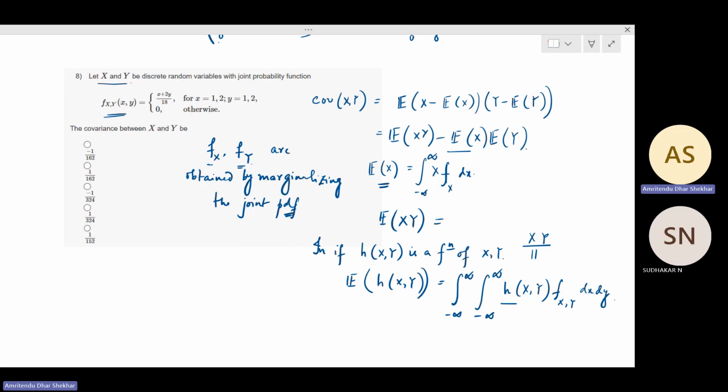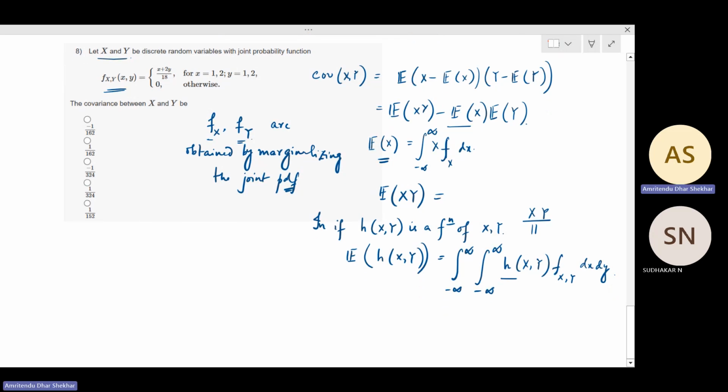There's no need here, of course, to compute PDFs because they're discrete random variables. Instead, you can just simply compute the mean, the expectation of x, as the sum over xi times the probability of x equal to xi, which in this case is just 1 and 2. And the probability of x being equal to xi is again just obtained by marginalizing the joint probability function.